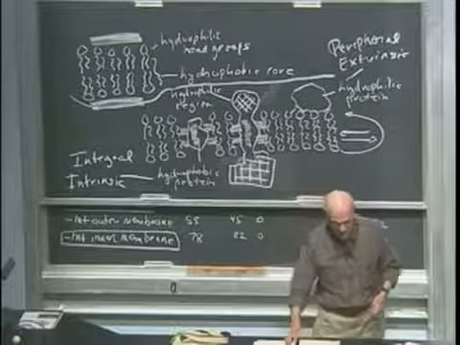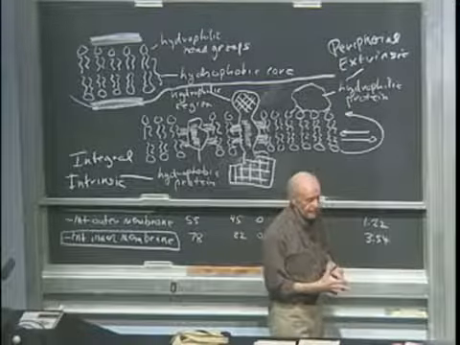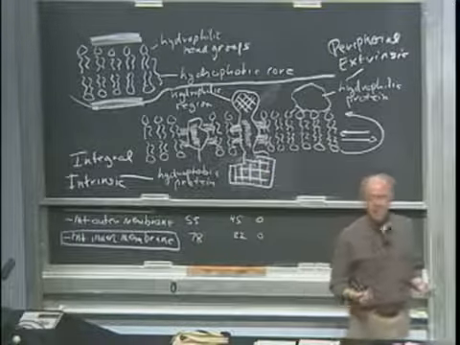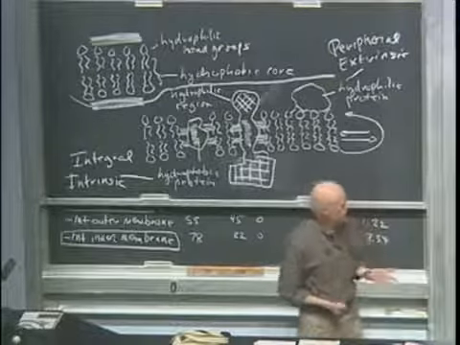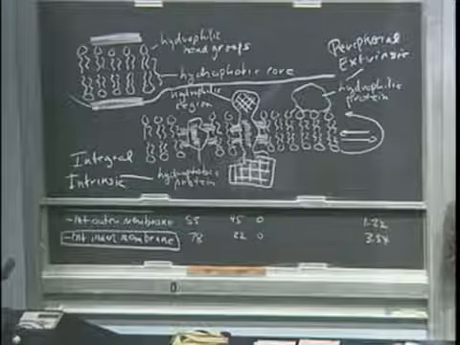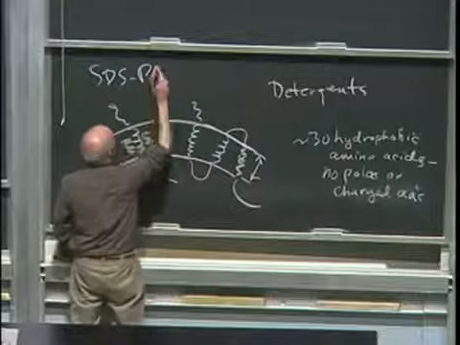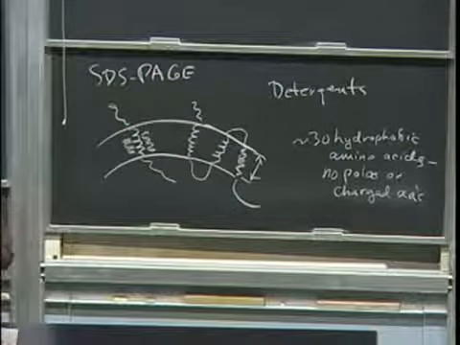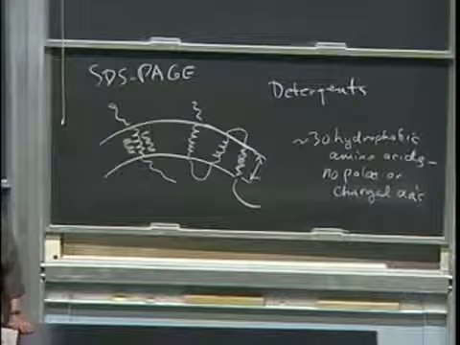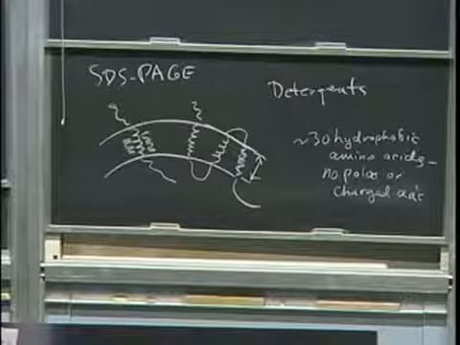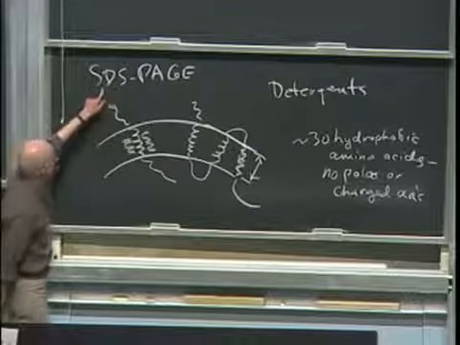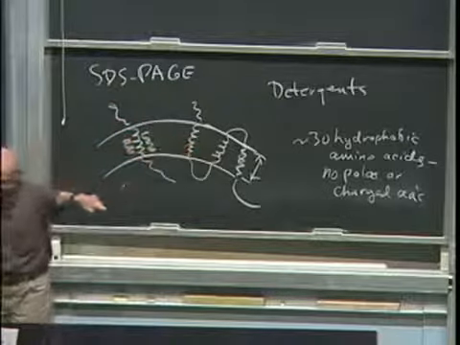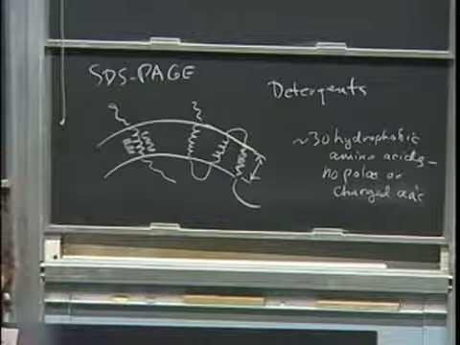One of the most common is a procedure that if you go into any lab that's doing any kind of protein chemistry or protein biochemistry, you probably will do. It's called SDS PAGE. SDS is sodium dodecyl sulfate. PAGE is polyacrylamide gel electrophoresis. What you do is shown in figure 70.